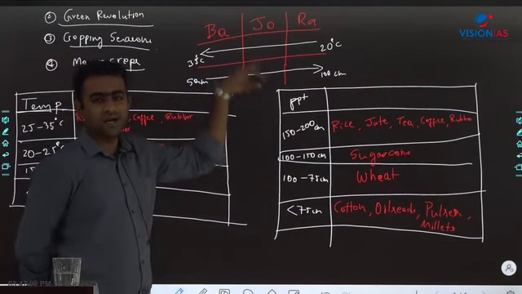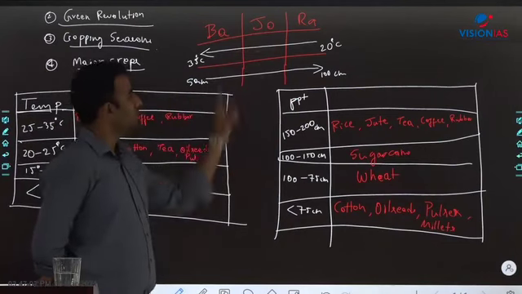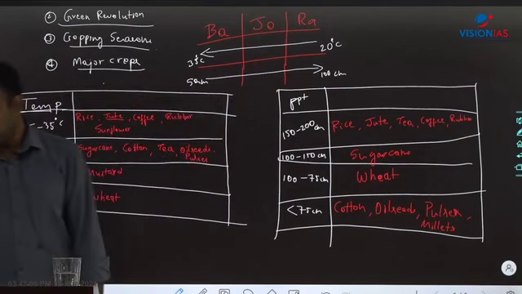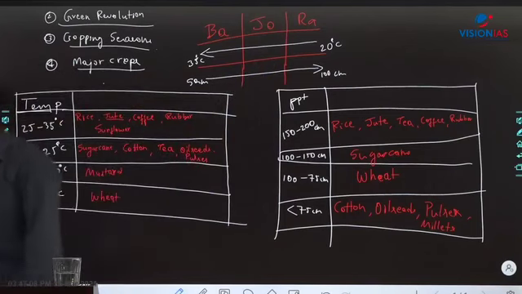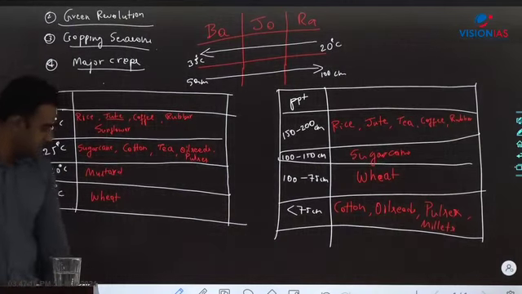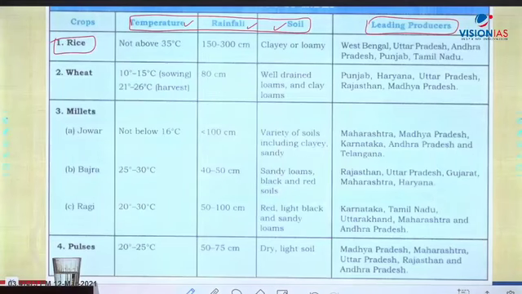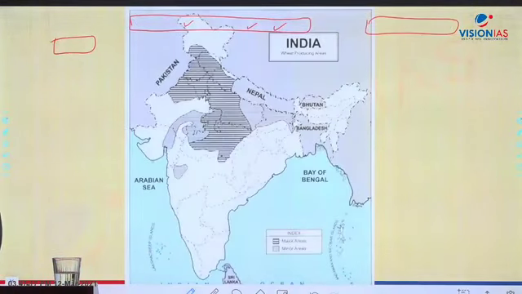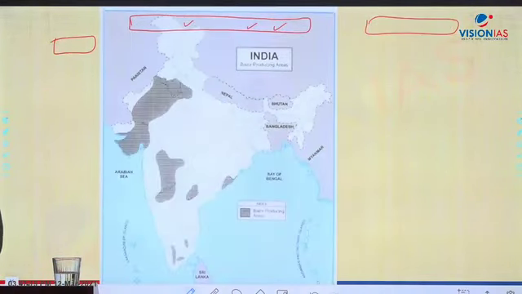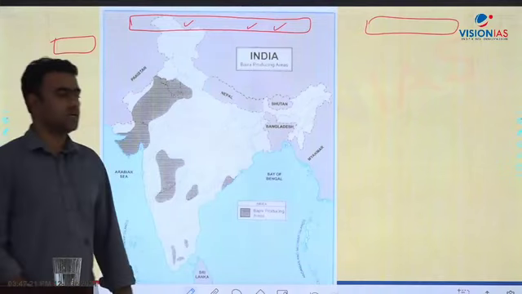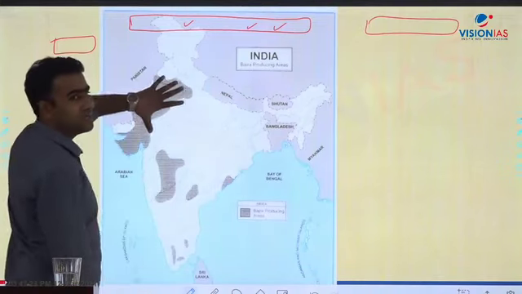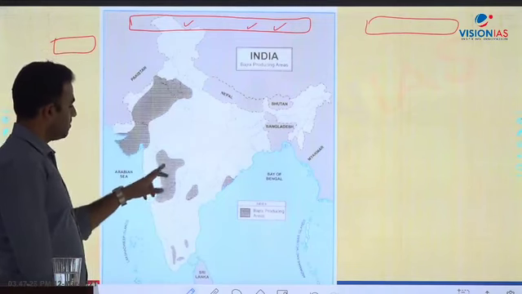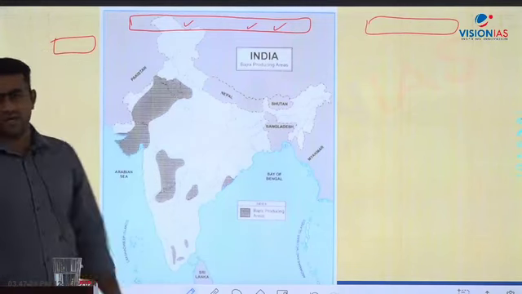Jowar is in between, not too high temperature, not too high precipitation. Okay, easy to remember. एंड इसका रीजन्स भी दिखा देता हूं. यू कैन रिमेंबर इट वेरी इजीली. Okay, can you see bajra? Bajra is very high temperature and low precipitation. Rajasthan, Haryana, Gujarat, parts of Maharashtra बहुत ज्यादा ड्राई रहता है.